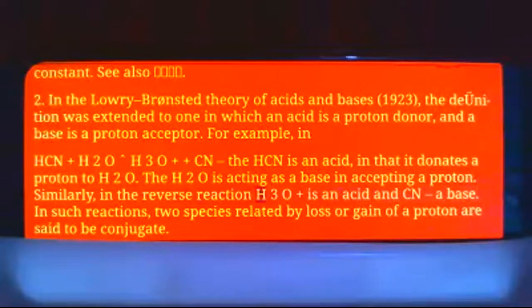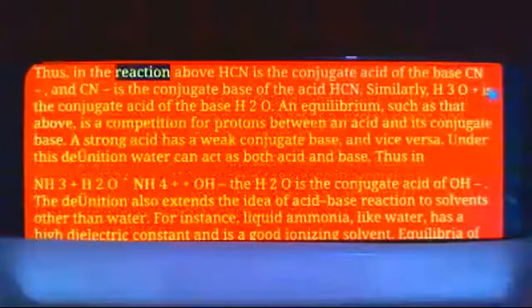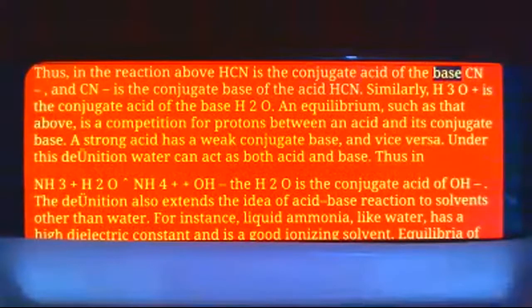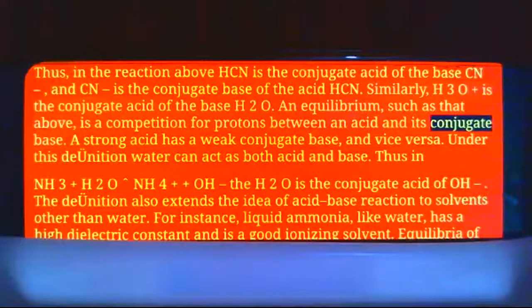Similarly, in the reverse reaction, H3O+ is an acid and CN- a base. In such reactions, two species related by loss or gain of a proton are said to be conjugate. Thus, in the reaction above, HCN is the conjugate acid of the base CN- and CN- is the conjugate base of the acid HCN. Similarly, H3O+ is the conjugate acid of the base H2O. In an equilibrium, such as that above, there is a competition for protons between an acid and its conjugate base.